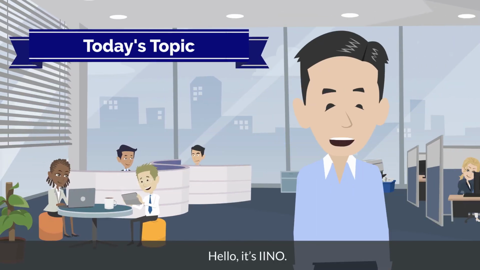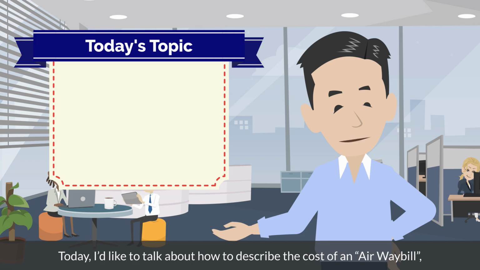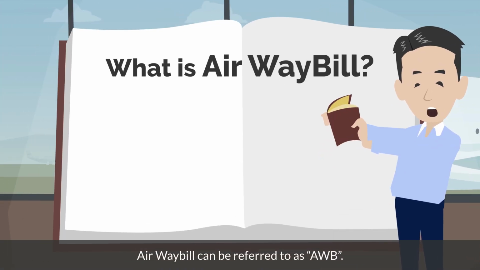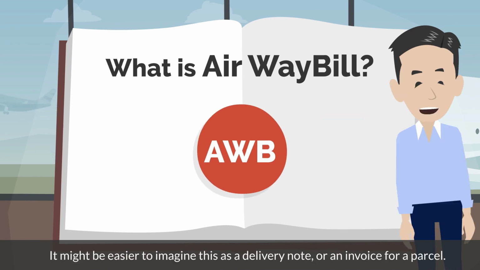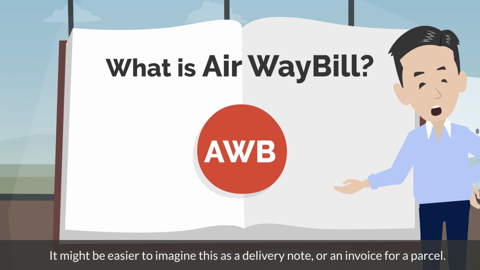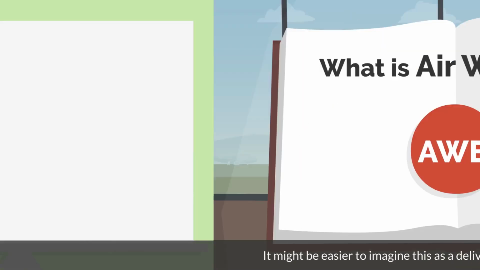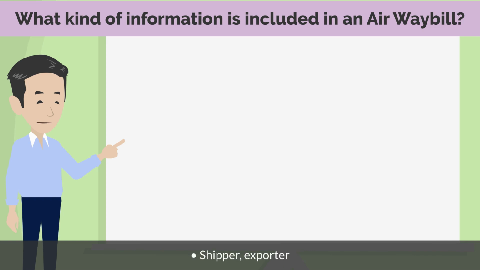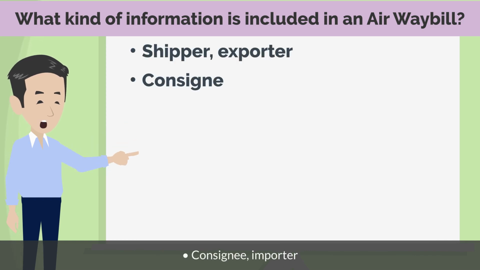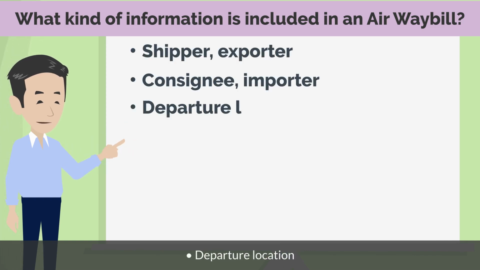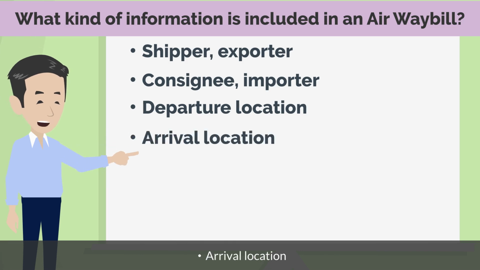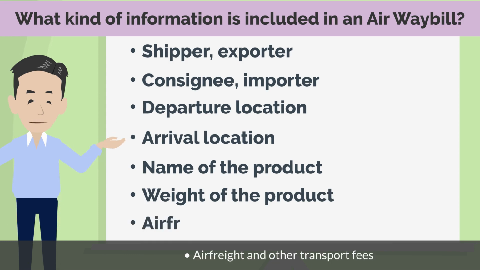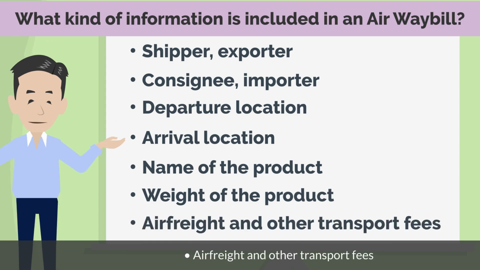Hello, it's IINO. Today, I'd like to talk about how to describe the cost of an Air Waybill. An Air Waybill can be referred to like this. It might be easier to imagine this as a delivery note, or an invoice for a parcel. The following information is included in an Air Waybill: shipper, exporter, consignee, importer, departure location, arrival location, name of the product, weight of the product, air freight and other transport fees.